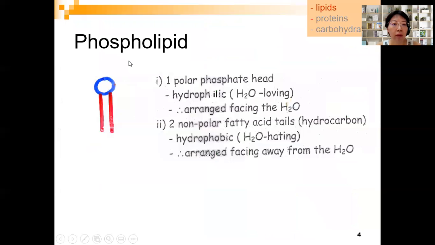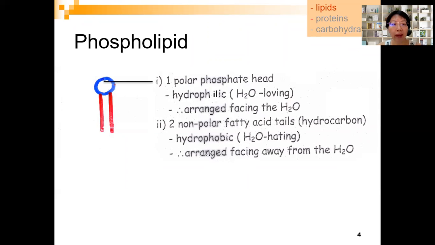Okay, so let's look at what happened to this phospholipid molecule. All right, so you need to draw this into your notes. So this is a symbol that we use to represent the phospholipid molecule. So the blue color circle represents one polar phosphate head, okay? And this is hydrophilic. Hydrophilic means water-loving. And because it's water-loving, it will arrange facing the water.